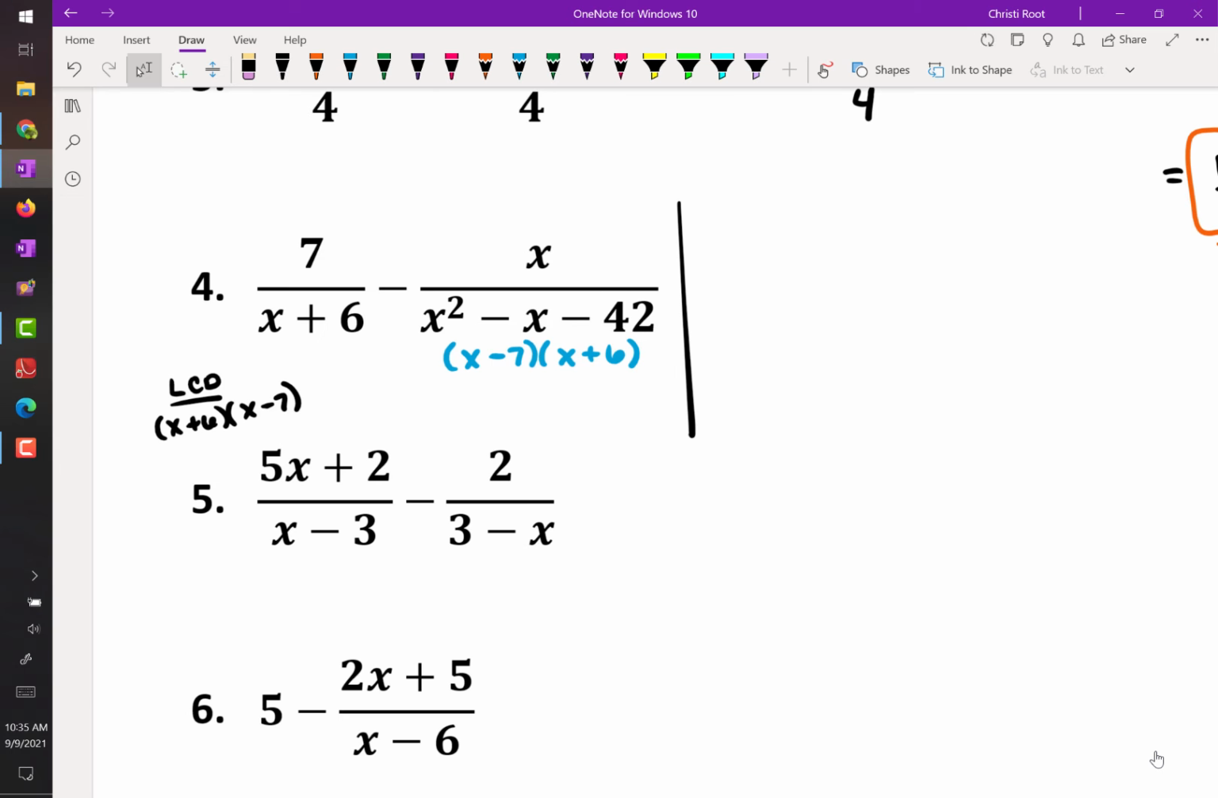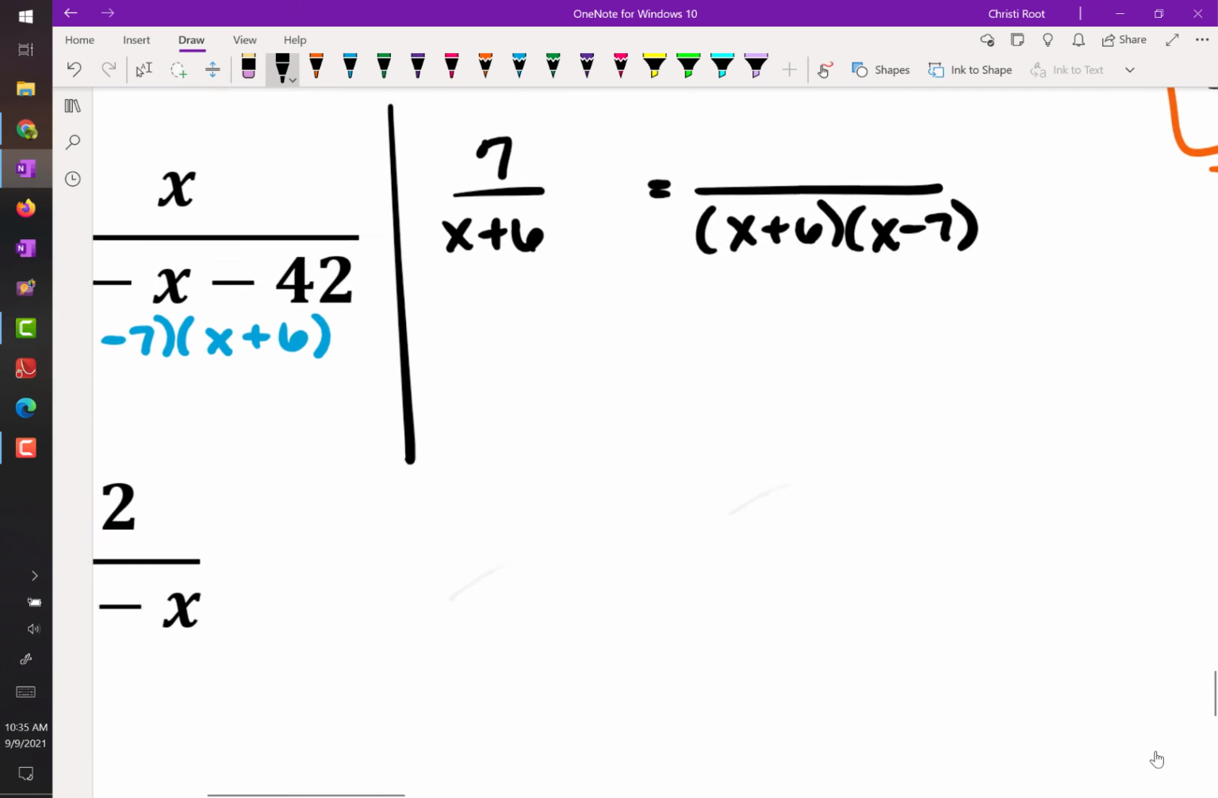Now, let's talk about equivalent fractions. Do I need to change the first fraction? Yes. So I have 7 over x plus 6, and I want it to have a denominator of x plus 6 and x minus 7. Now, do I need to change the second fraction? Absolutely not. It doesn't matter what order that is in, so it says x minus 7, x plus 6. It's the same as x plus 6 times x minus 7. So I'm only going to change the first fraction.